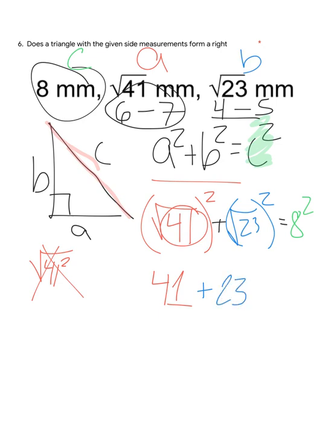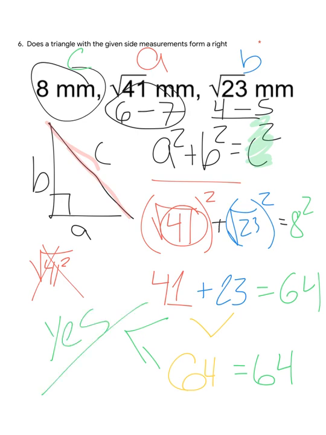Same for 23. So 41 plus 23 equals 64. Last but not least, we'll simplify this expression further. 41 plus 23 is 64. And yes, 64 equals 64. That comes out to be a true statement. Therefore, that tells us, yes, these side lengths would form a right triangle.